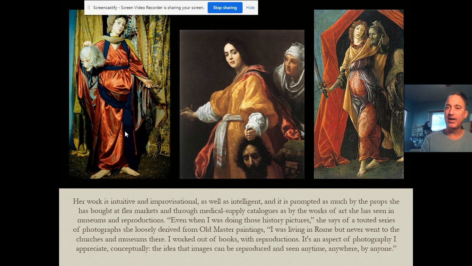She also appreciated seeing the images printed conceptually, because whereas these were paintings that were only seen by a few and the select, her work and work that is seen in books can be seen by anyone.